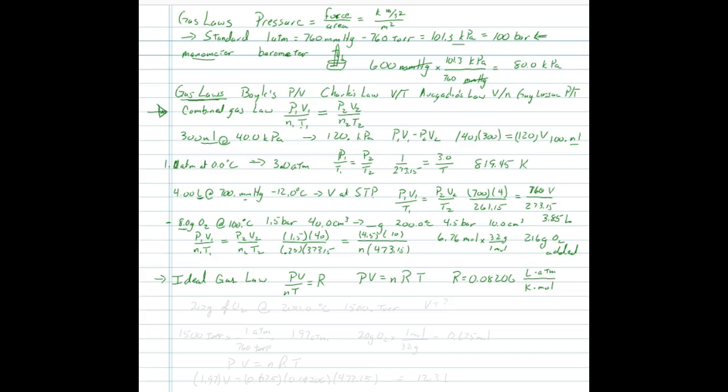So a sample problem for the ideal gas law: if you have 20 grams of oxygen at 200 degrees Celsius and 1,500 torr, what will be the volume?